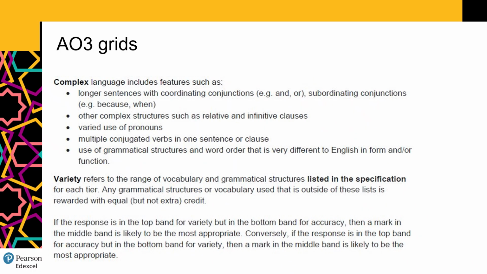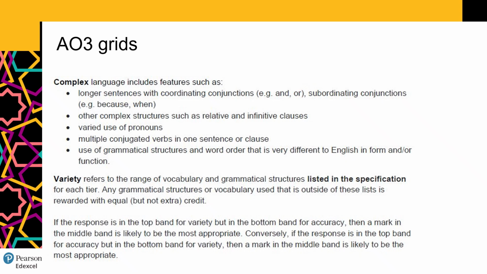The term complex language is used in the AO3 linguistic knowledge and accuracy grids. There are examples given here of what type of language this could include. Feel free to pause the recording here so you can take your time to read this through.